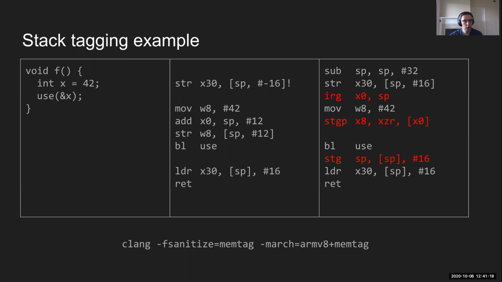This is just for information, a slide that shows how stack tagging works. We insert just a few new instructions. This IRG instruction inserts a tag into the stack pointer and copies into a register, and then STGP stores and initializes the local variable and also changes the allocation tags for it to match the pointer. And then one more instruction at the end restores the allocation tags to what they were originally.